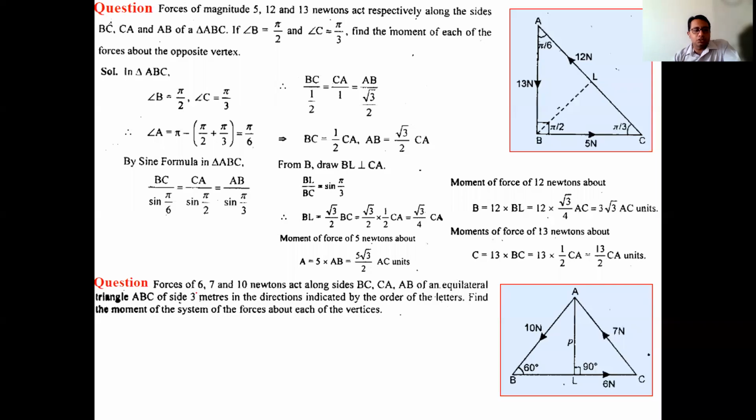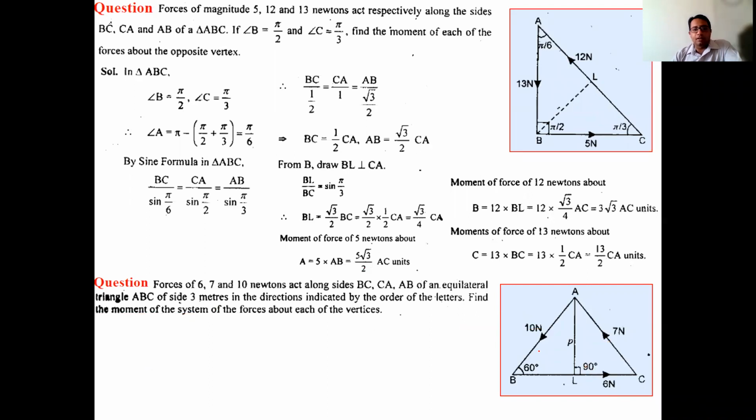So next question is forces of 6, 7 and 10 newtons act along sides BC, CA, AB of an equilateral triangle. In the figure you can see we have an equilateral triangle, and we have three forces, one acting along AB of 10 units. We are given 7 newtons on the side CA, so that's why we have taken the arrow from C to A, and this was along AB, so taking arrow from A to B. And third one is along BC, so taking the arrow from B to C, and it is of 6 newtons, so magnitude 6 newtons.